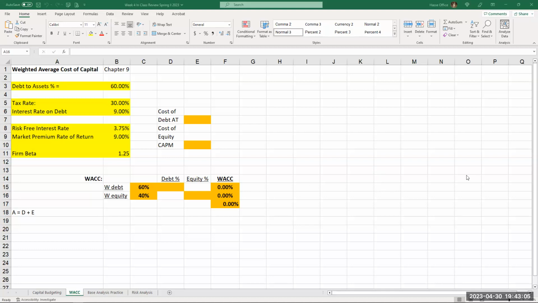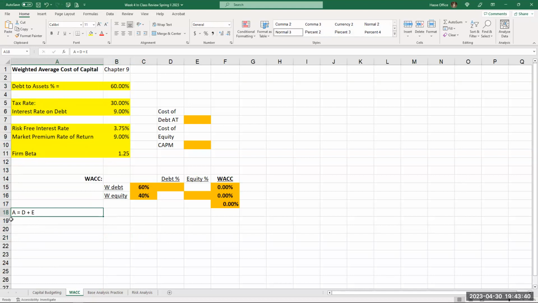So first of all, we have to determine the capital structure of the company. What percent of the company is financed by debt? What percent is financed by equity? Remember the balance sheet equation: assets equal debt, or liabilities, plus equity. In this example, debt to assets is 60%. If debt to assets is 60%, that means equity has to be 40% of the capital structure. It has to equal 100%, just like the accounting equation: assets equals debt plus equity.